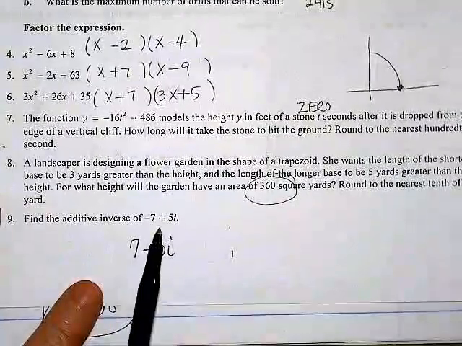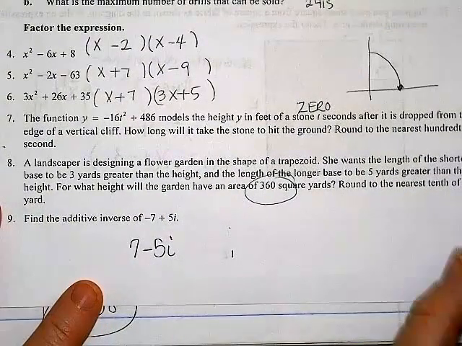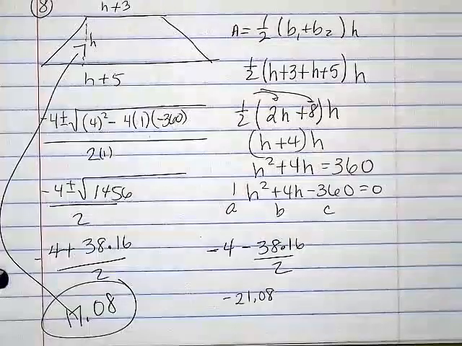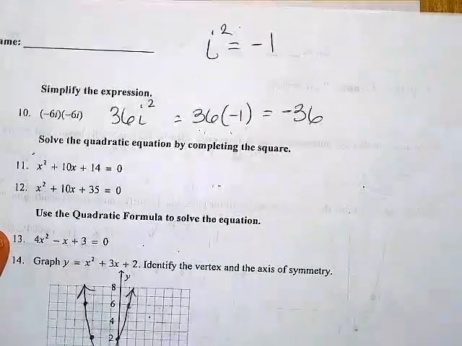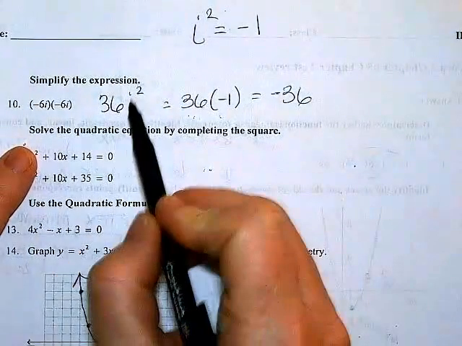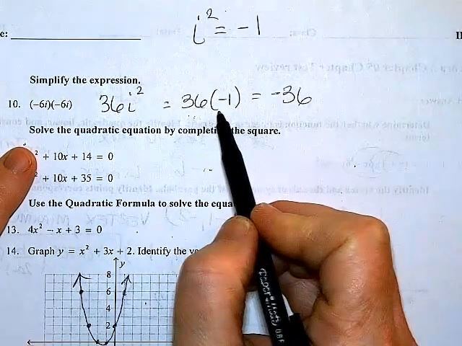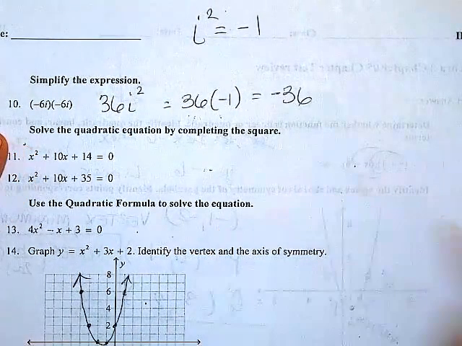Find the additive inverse of negative 7 plus 5i. You just change your signs. It's 7 minus 5i. 36i squared when you multiply. What's i squared? Negative 1, so this is negative 36. Any questions there?